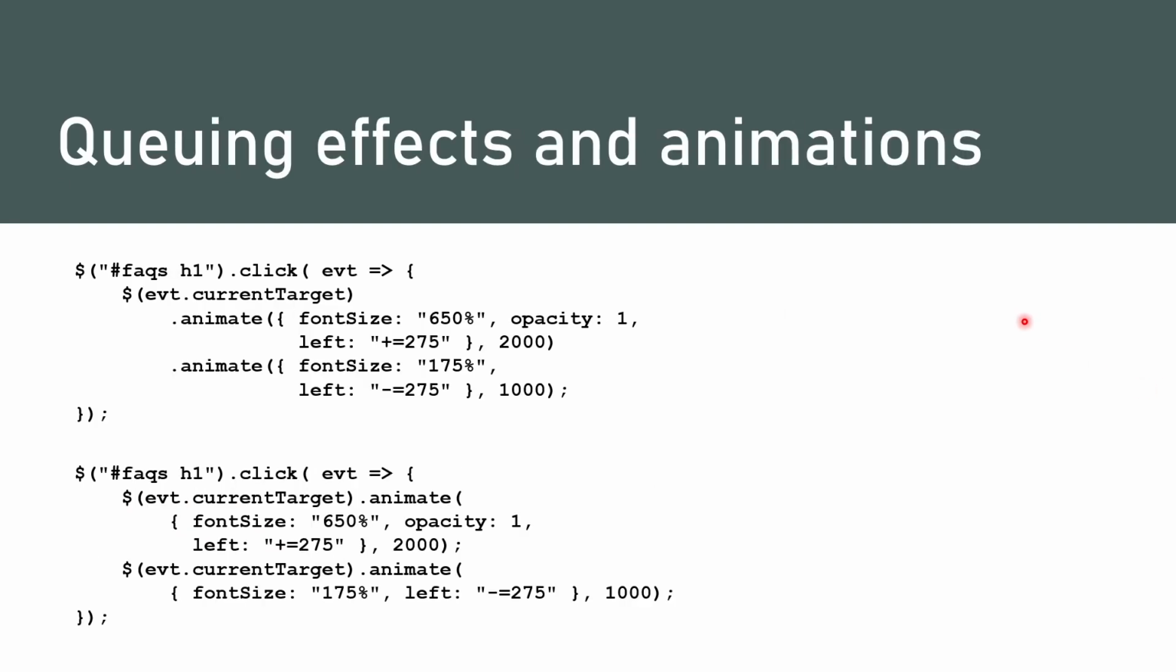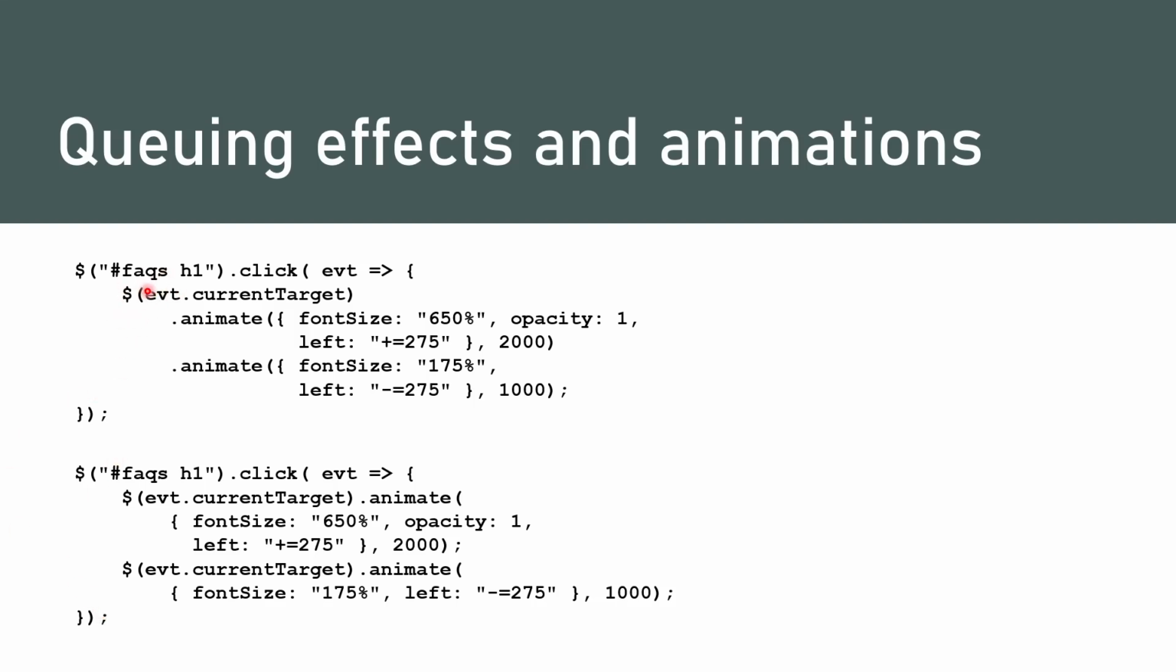And so we talked a little bit about how if you chain these methods and you have one after another, they will wait until one is finished before going on to the next one. So depending on how many you have coded, you are really setting up a queue of effects and animations. So both of these examples are accomplishing the same thing.